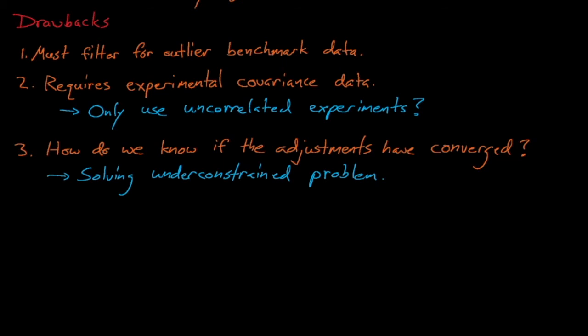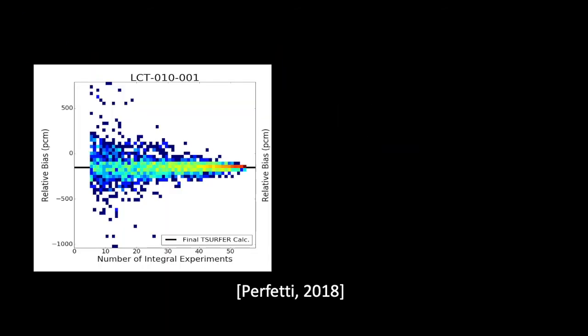However, studies by Perfetti have made good progress into this. In these studies, I started with 56 completely uncorrelated critical benchmark experiments and changed how many experiments were included in a TSURFER calculation. For each number of experiments that I included, I randomly sampled which experiments were included, and the distribution of the bias estimates allowed me to draw a heat map showing how well converged the bias estimates were.